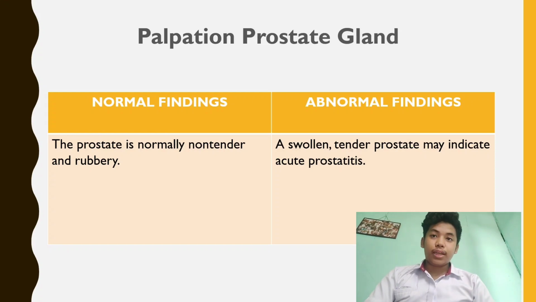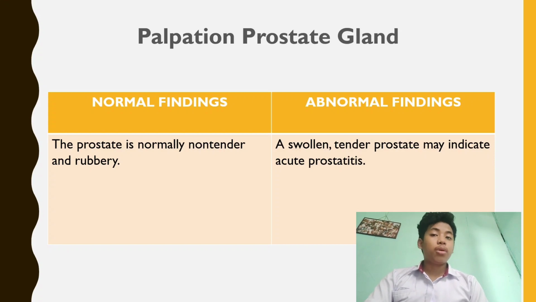Palpate the prostate gland. Note the size, shape, and consistency of the prostate and identify any nodules or tenderness. For the normal findings, the prostate is normally non-tender and rubbery. It has two lateral lobes that are divided by a median sulcus. The lobes are normally smooth, 2.5 centimeters long and heart-shaped.